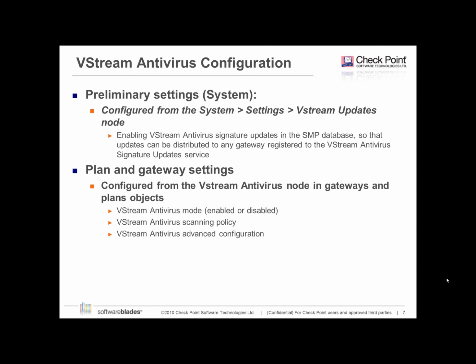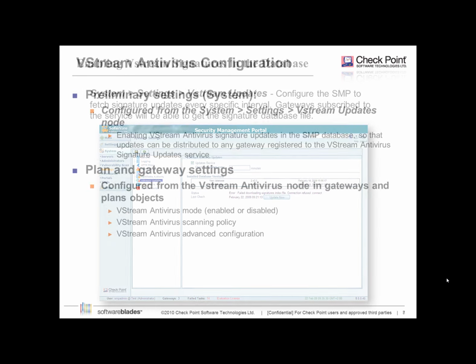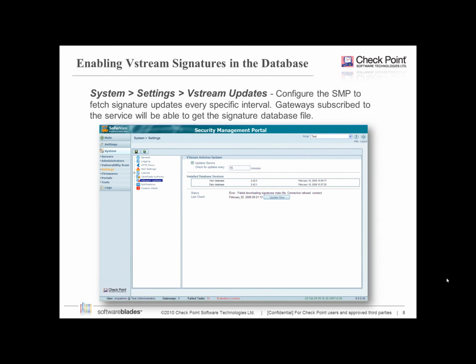Plan and gateway settings. Configured from the Vstream antivirus node in Gateways and Plans object. Vstream antivirus mode enabled or disabled, Vstream antivirus scanning policy, and Vstream antivirus advanced configuration. Here is what it looks like.